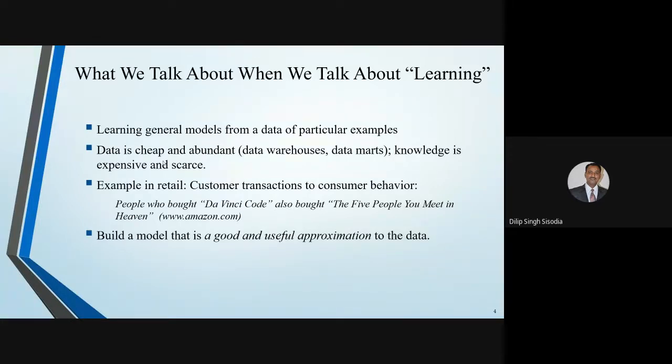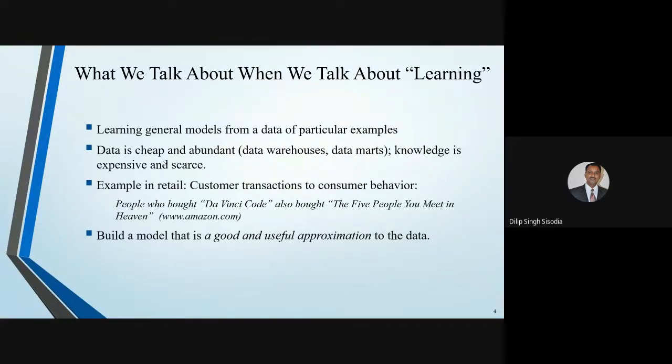So why is machine learning important nowadays? Because machine learning is a very old technique. The term machine learning was coined around 1959. But we are saying that for machine learning we need experience, which comes from data. So nowadays data is cheap and abundant, meaning available in sufficient amounts, in the form of data warehouses, data marts. But extraction of knowledge from this huge amount of available data is expensive and scarce.